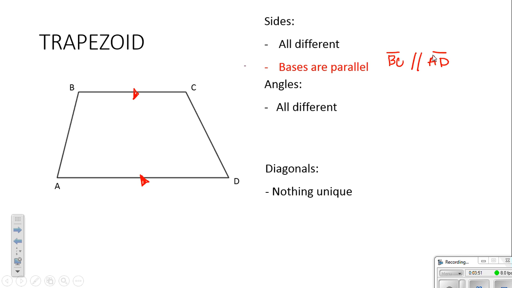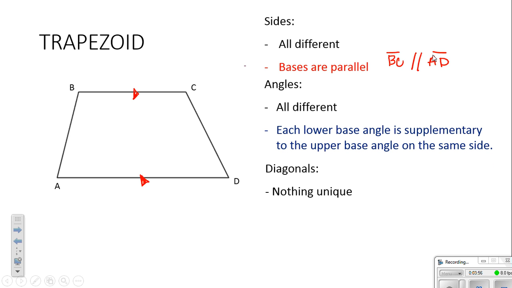For angles, they're all different. Not one of them is the same. What you need to know is that each lower base angle is supplementary to an upper base angle on the same side. So angle A plus angle B would equal 180 degrees, because supplementary means 180, just as angle C plus angle D would equal 180 degrees. So C would be totally different than A and B, and D is totally different than the other three, but A and B add up to 180, and C and D add up to 180. Another thing to know about trapezoids is that their diagonals are not unique. There is nothing unique about trapezoid diagonals.